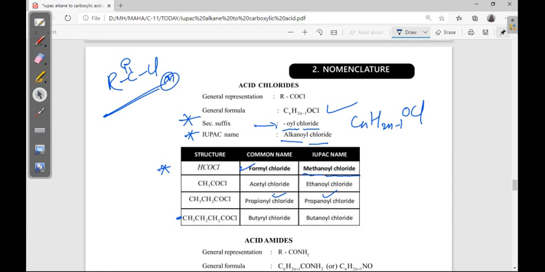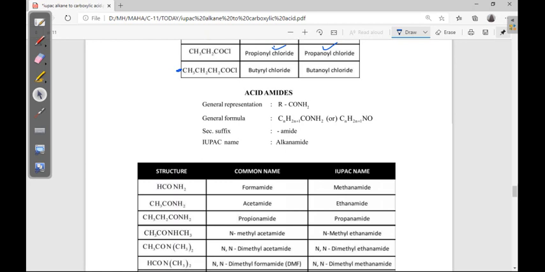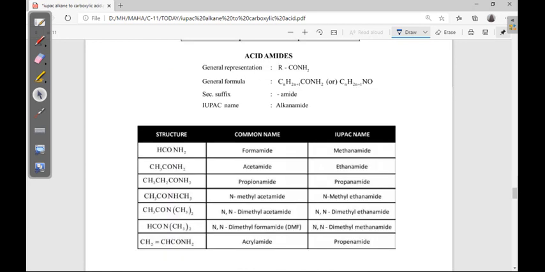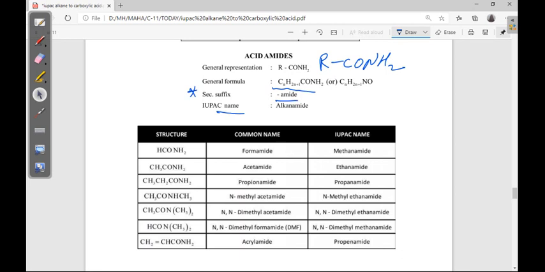Then acid amides. Acid amide is also a derivative of carboxylic acid. The general formula is RCONH2. Here the important thing is the suffix amide, and the IUPAC name is alkanamide. In the common name also amide, IUPAC name also amide. Now common names: with one carbon, formamide, then acetamide, propionamide. In the IUPAC, methane plus amide, methanamide, ethane plus amide, ethanamide, propane plus amide, propanamide.